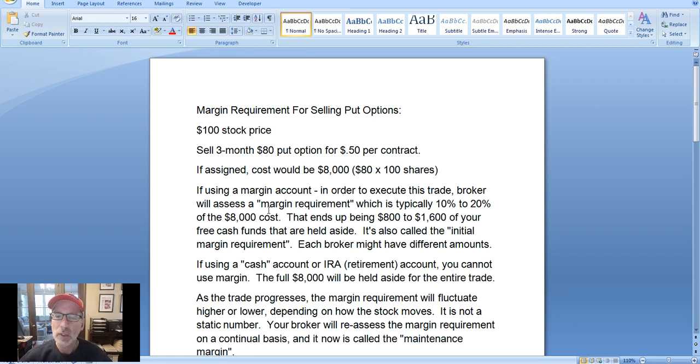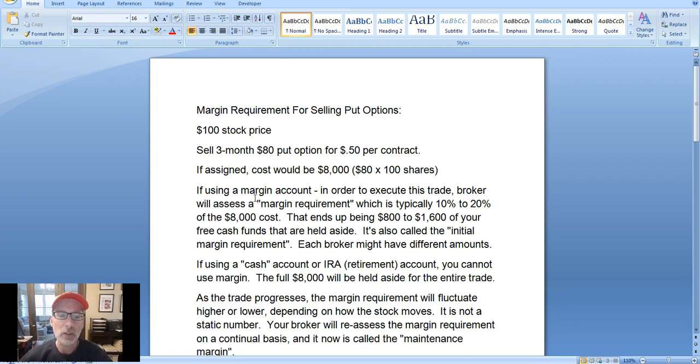You don't have to come up with $8,000 right off the bat, because in reality, you haven't actually bought those shares of stock yet. So the way I see it, it's unfair for the broker to ask you to put up $8,000 for a stock that you haven't bought yet. So that's where the margin requirement comes in. Margin requirement is a fraction of that $8,000 that you have to keep aside in your account at all times, at a minimum, while the trade is active.